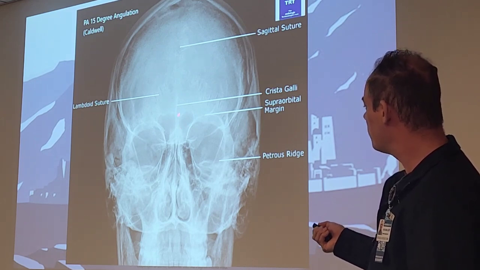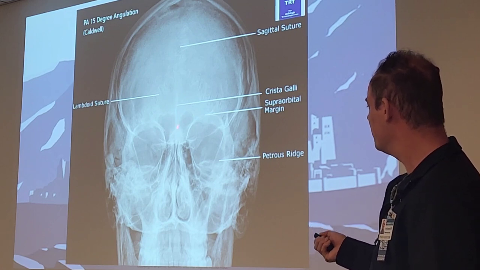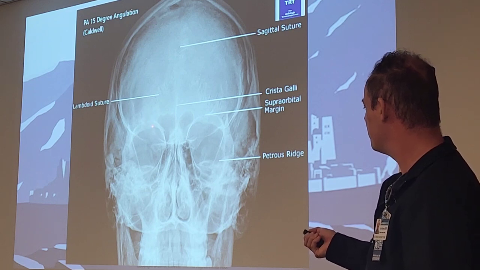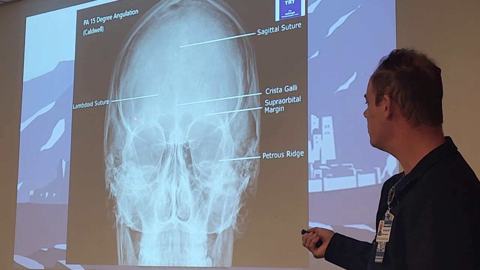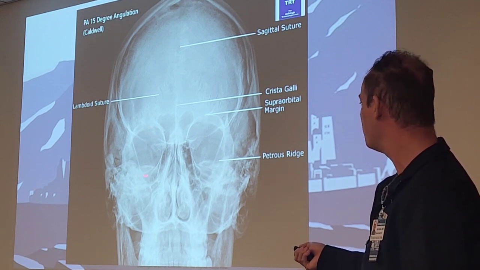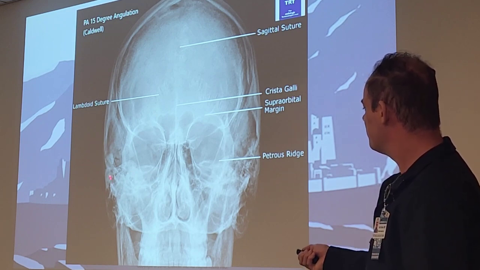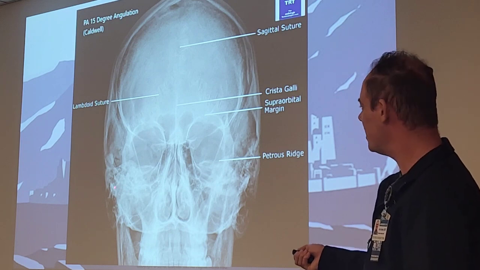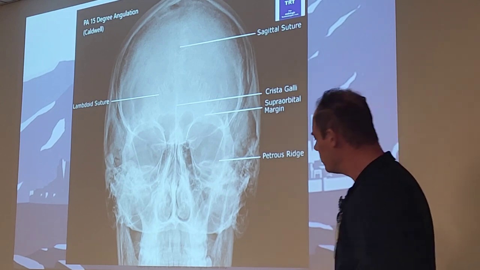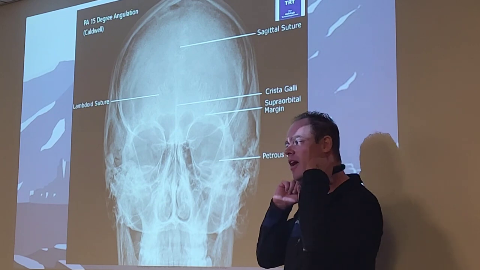Frontal. It's already labeled for you. What's that little unicorn spike coming up? Crista galli. What about the top part of the orbit? Supraorbital margin. What about the bottom part of the orbit? Infraorbital margin. What cranial bone is on the side right here? Temporal. So that's the right temporal bone. That's the left temporal bone. But specifically on the temporal bone, what's that little thing hanging down there? Mastoid tip. There's that mastoid tip that you palpate back here.